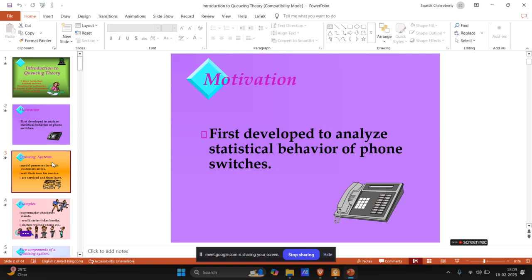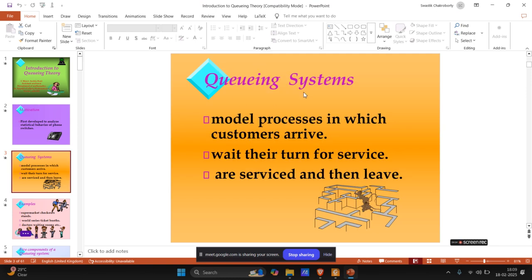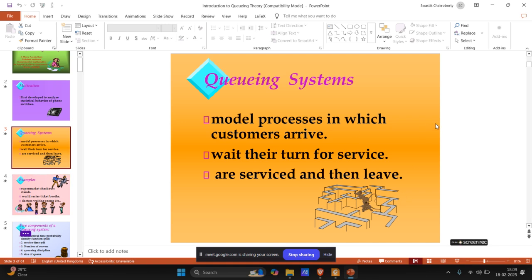So here we have the basic definitions of queuing theory. A queuing system models processes in which customers arrive, wait for their turn for service, and then when the packets are serviced, they leave. So basically, in a switch, the packets are coming, and they are getting serviced one by one. But if 10 packets are coming, then when one packet is getting serviced, the rest have to wait in the buffer. The statistical analysis of this waiting is called queuing theory.